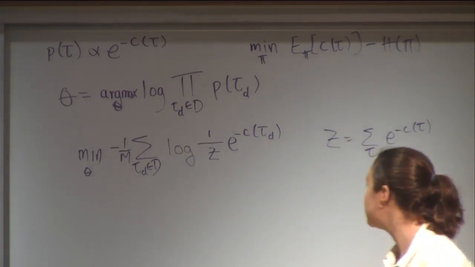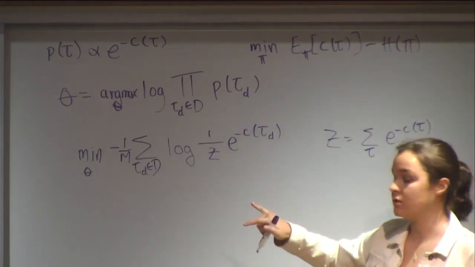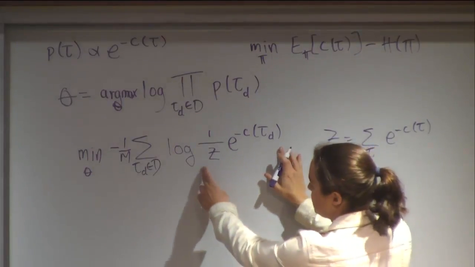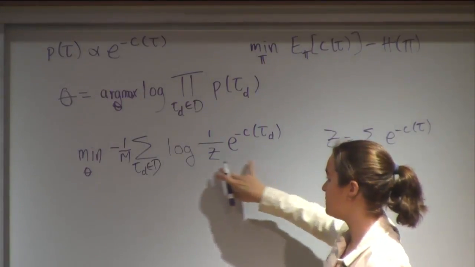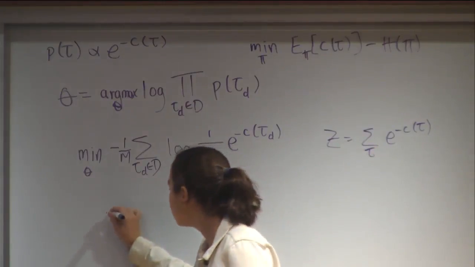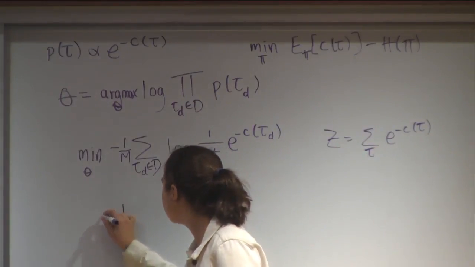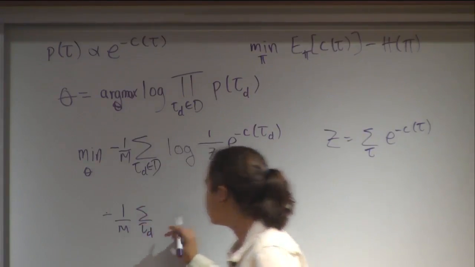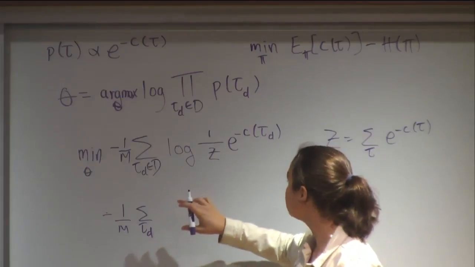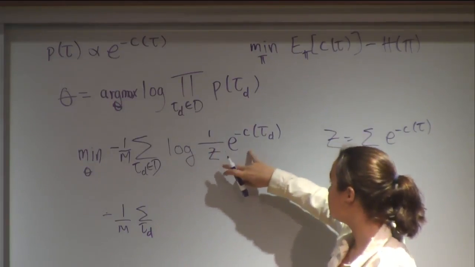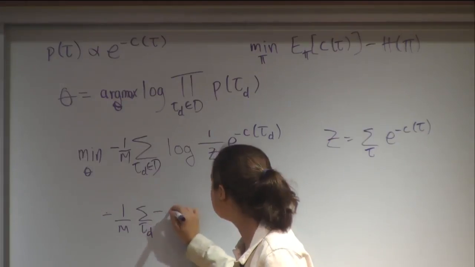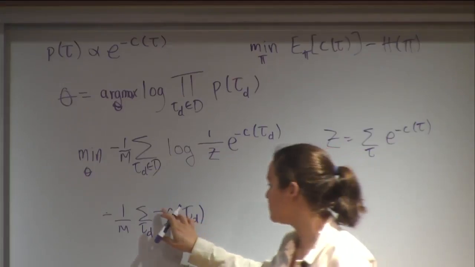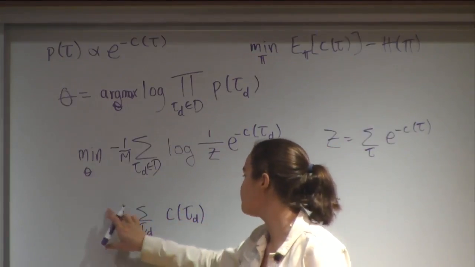Okay, so let's expand this objective function out a little bit more. We can actually separate this objective out into two parts because we have a log and a product, so it can become 1 over m, sum over tau d. I'm going to drop the d here for convenience. And then the log of e to the negative cost, this becomes c of tau d. We can also remove the negative signs now since there's 2 of them.